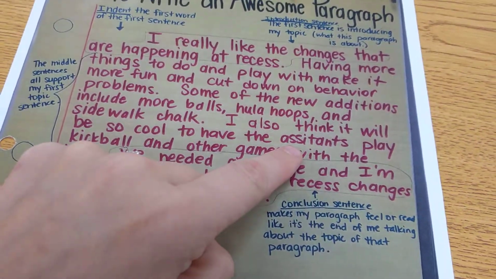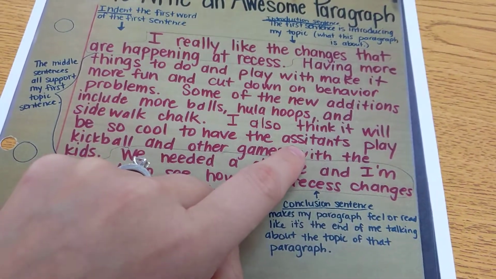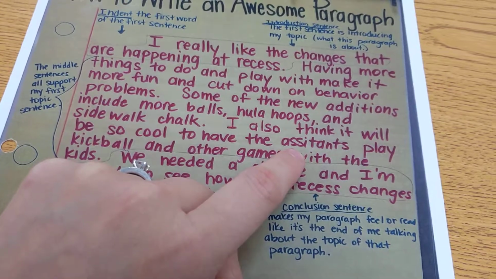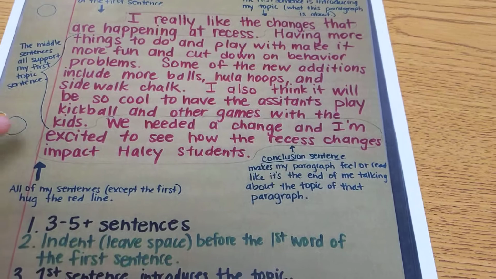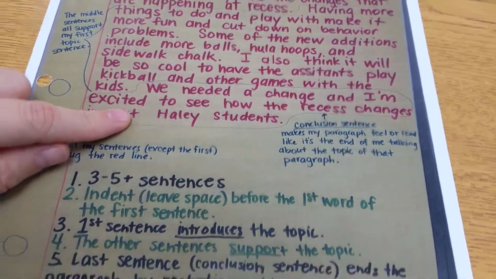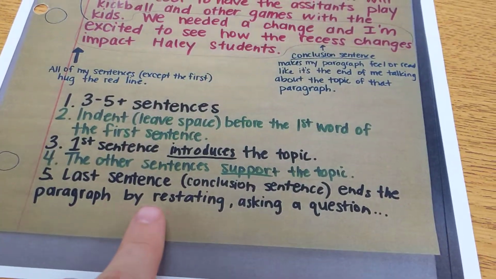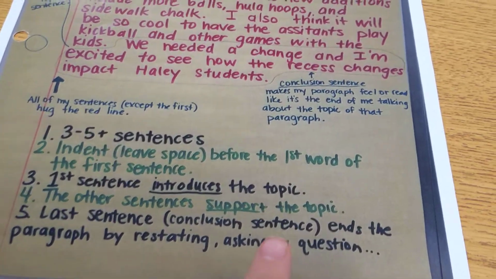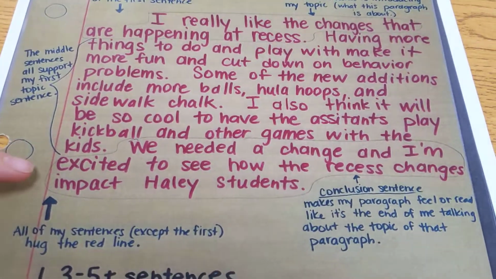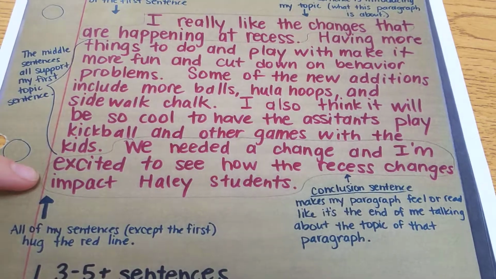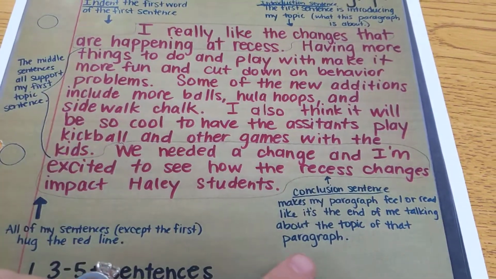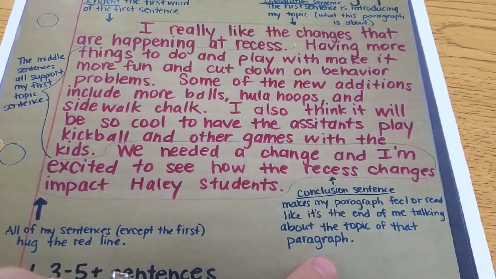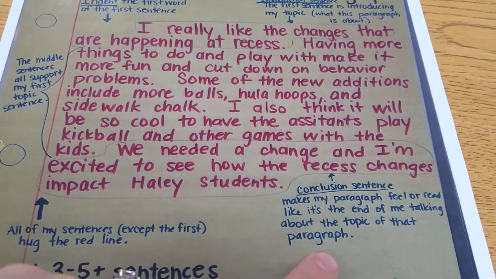And I spelled assistants wrong, so that says assistants. But you know what? Everybody makes mistakes with spelling. I need to just spell check when I'm done. All right, and here's my last sentence. It's going to end the paragraph by restating what I already said or asking a question. Ready? We need a change, and I'm excited to see how the recess changes impact Haley's students. So I restated something about the changes. It makes my paragraph feel or read like it's the end of me talking about that topic.